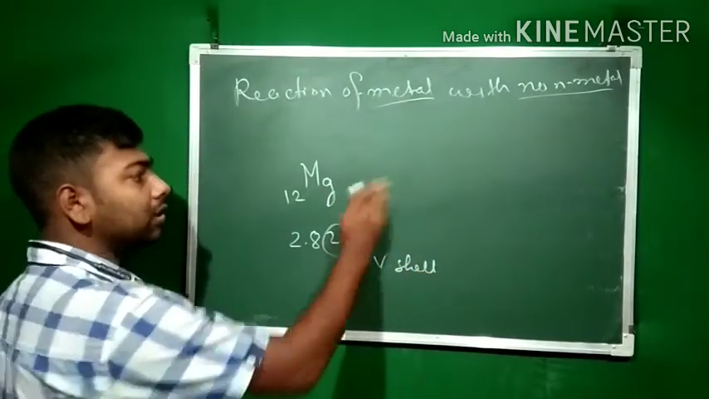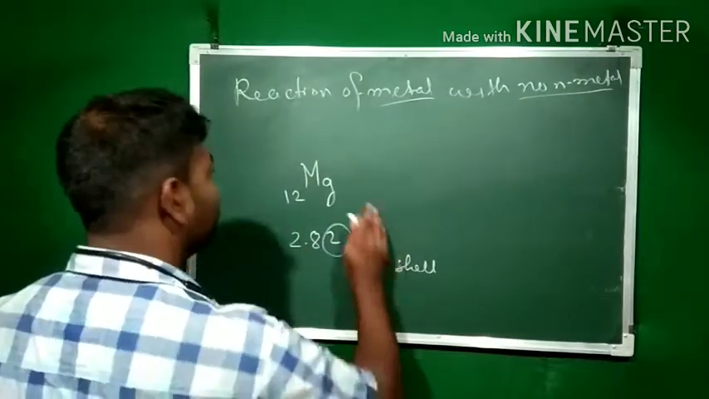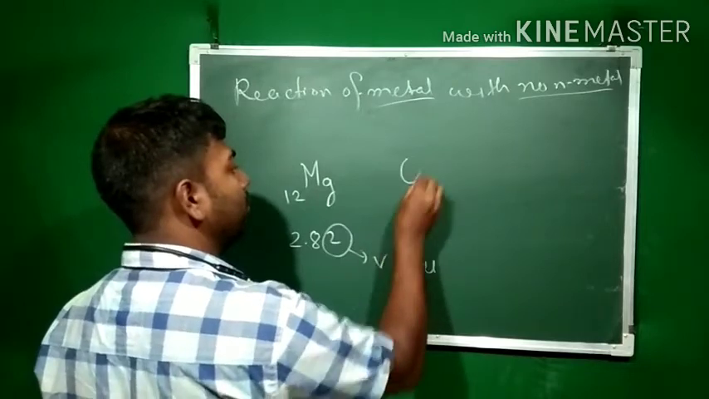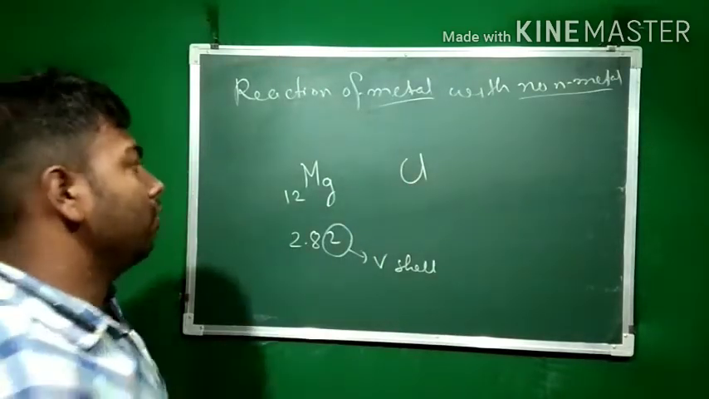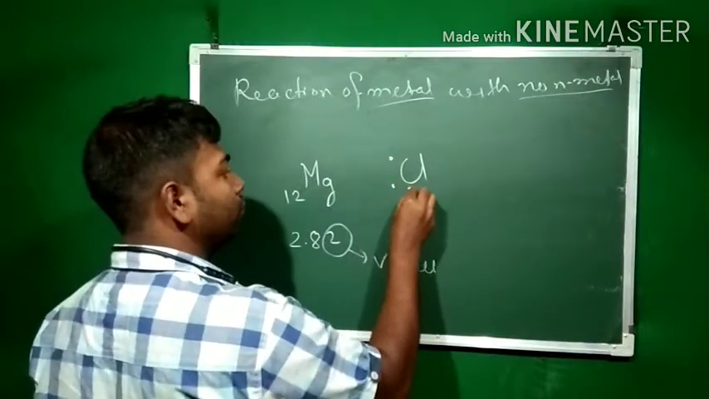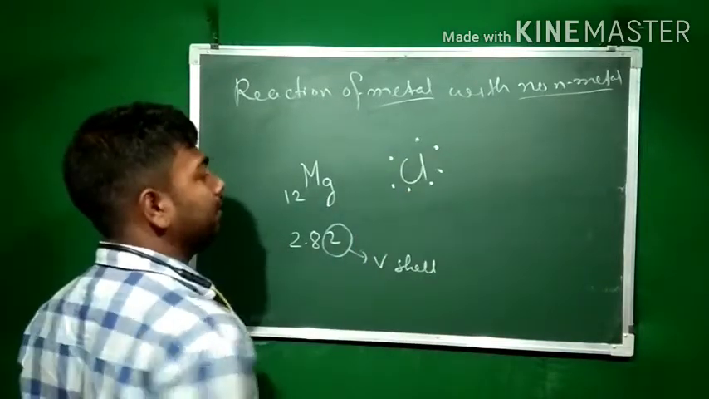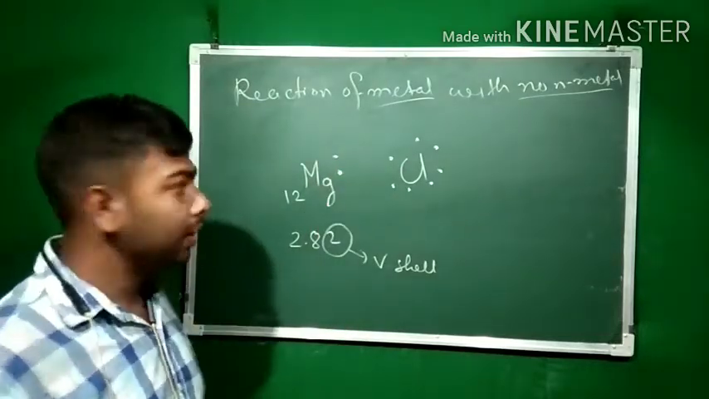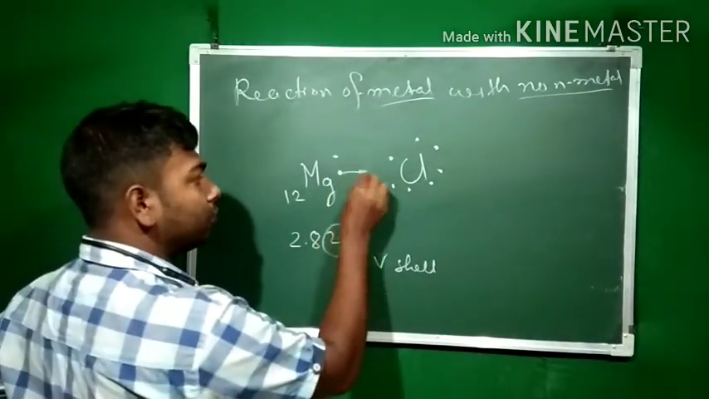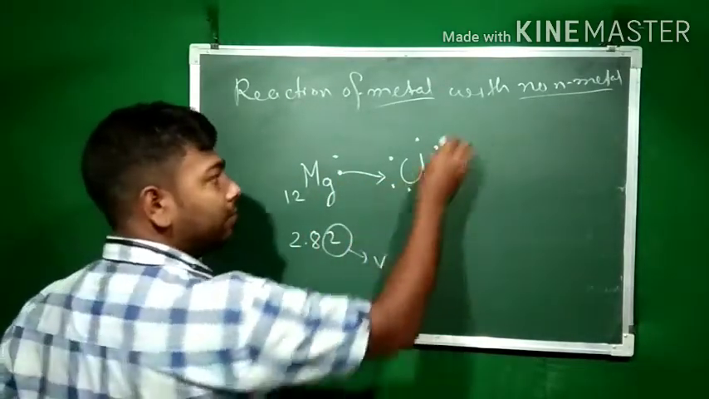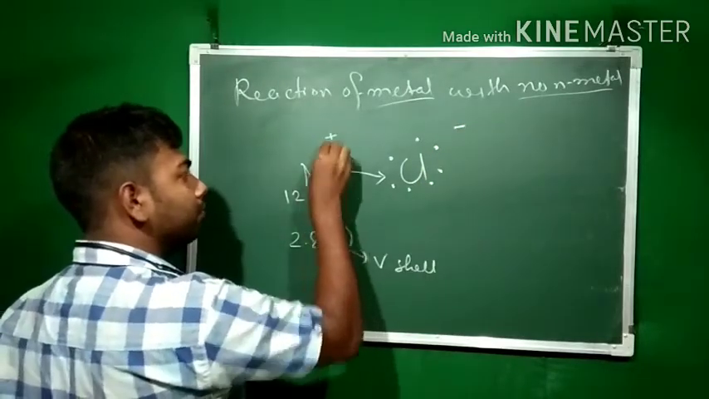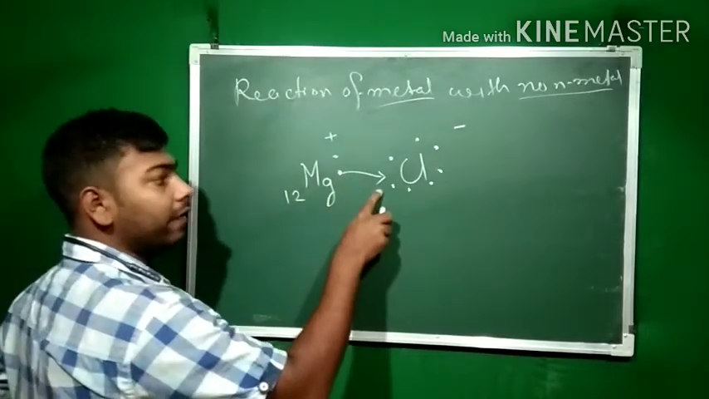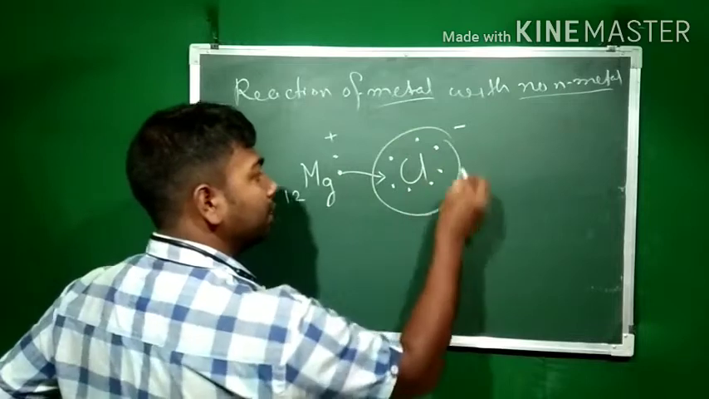Suppose here is another atom, chlorine also. Chlorine has the same 7 electrons, 1, 2, 3, 4, 5, 6, 7, but magnesium has 2 electrons in its valence shell. Now see what happens. If 1 electron is given to chlorine, then chlorine becomes -1 and magnesium becomes +1. Since 1 electron is given to chlorine, it then has 8 electrons, no?